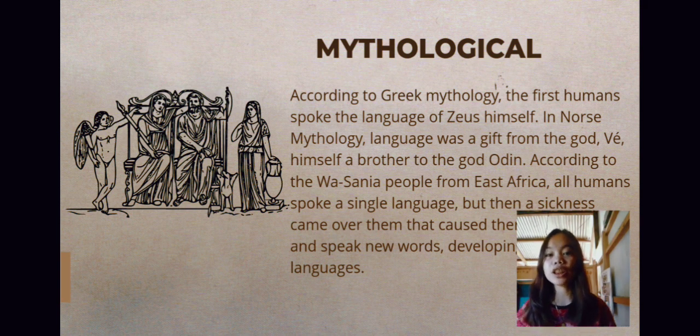In Norse mythology or in North Germanic people, language was a gift from the god, so regalo daw siya, which is from the god Vili, or the Norse god, himself a brother to the god Odin, which is the god of war and the dead. Next, according to the Wasanya people from the east, all humans spoke a single language, but then sickness came over that confused their language and they spoke new words, developing different languages. So actually there are a lot of mythological accounts, but I just included these three.